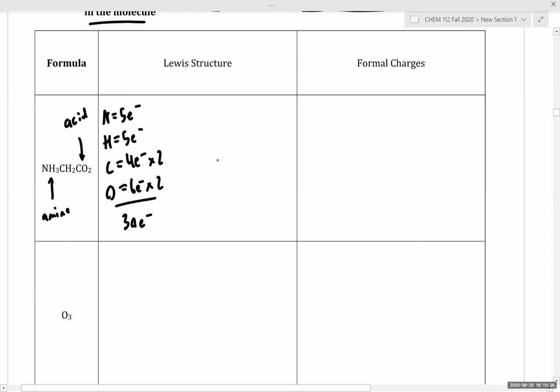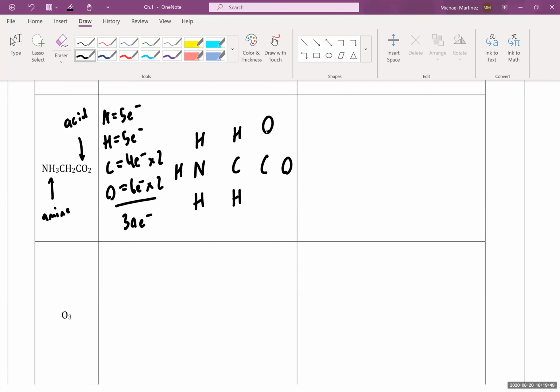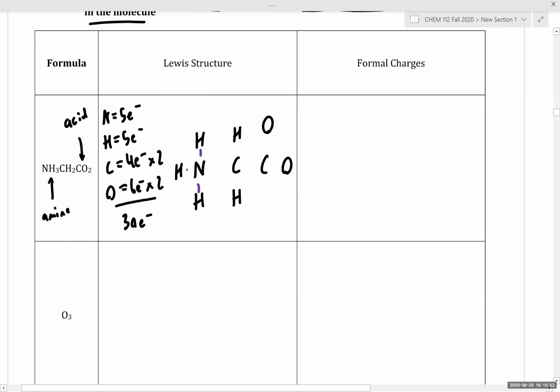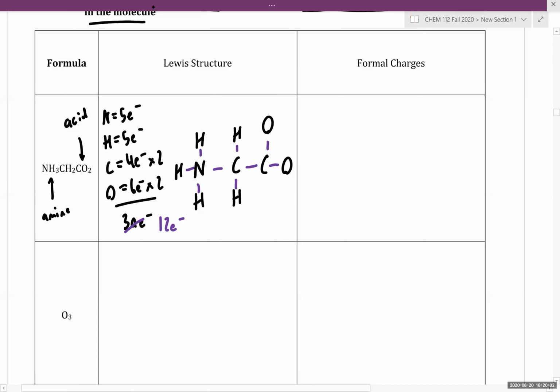Okay, so let's draw out this structure. We're going to place our skeleton of nitrogen, carbon, carbon, and oxygen. We're going to surround our nitrogen with 3 hydrogens, surround our carbon with 2 hydrogens, and surround our rightmost carbon with an oxygen. We're then going to form 1 bond each. That's used up 2, 4, 6, 8, 10, 12, 14, 16, 18 electrons. We have 12 electrons remaining.